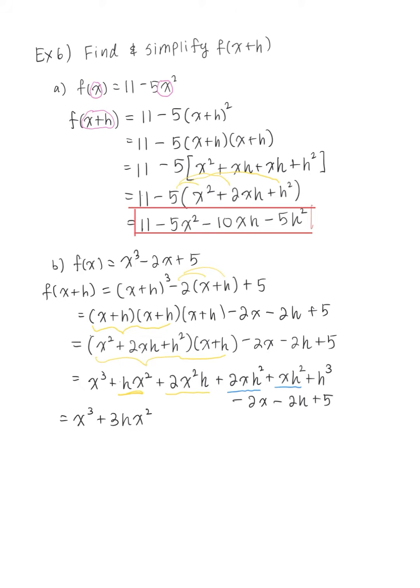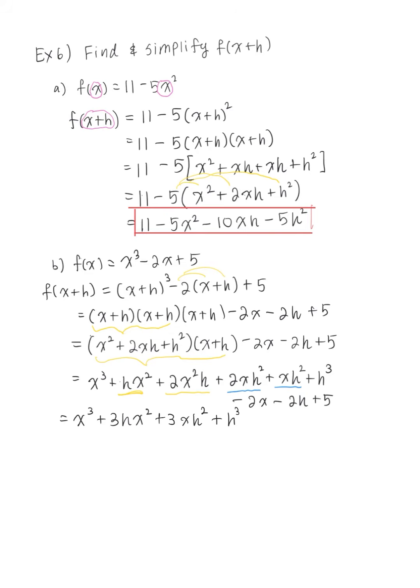So here we have 2xh squared plus 1xh squared. So that's going to give us plus 3xh squared. And then let's see, do we have anybody with the h cubed? Nope, he's all by himself. So I'm going to copy that h cubed.